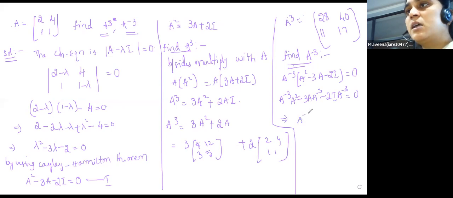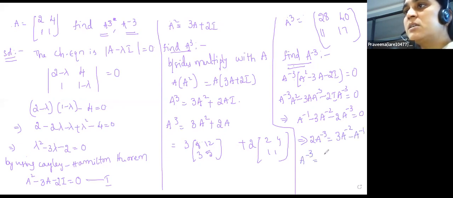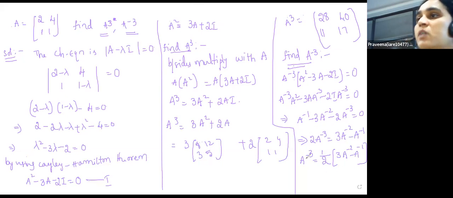From that, a inverse minus 3 into a power minus 2 minus 2 into a power minus 3 is equal to 0. Therefore, 2 into a power minus 3 is equal to 3a inverse 2 minus a inverse. Then a power minus 3 is equal to 1 by 2 into 3a inverse 2 minus a inverse. Okay, from that first equation we got a power minus 3.